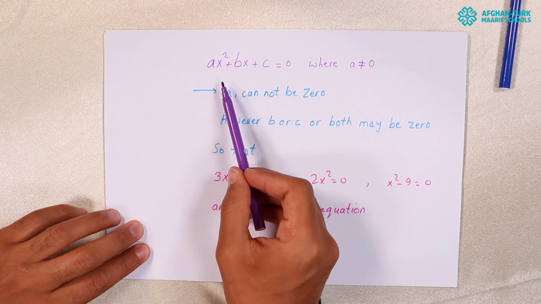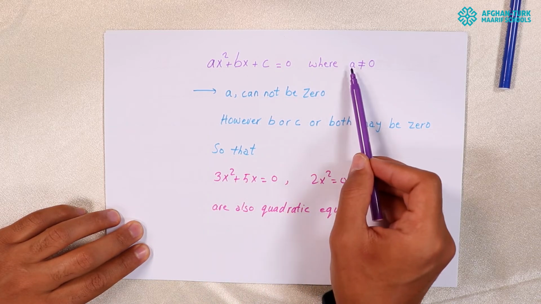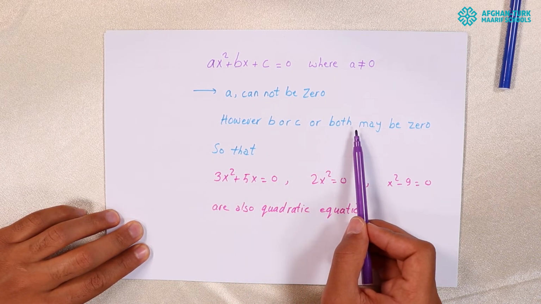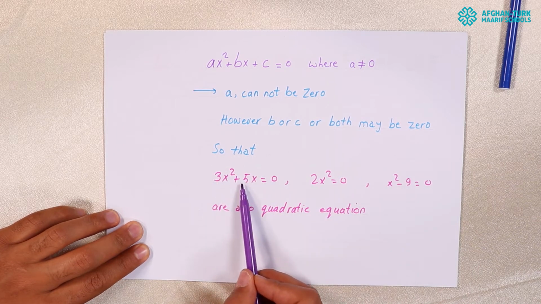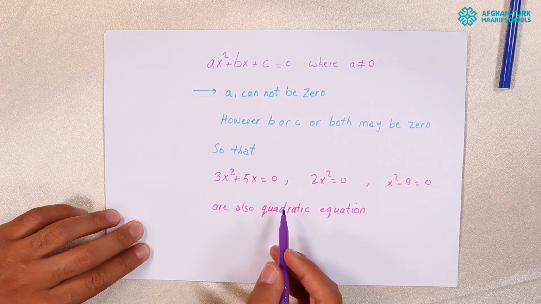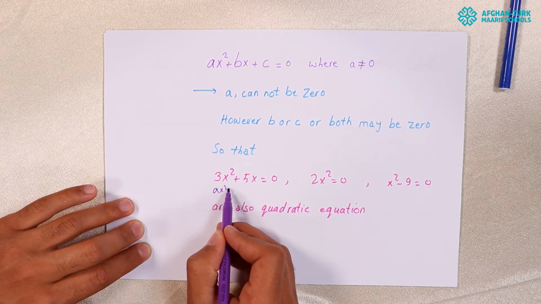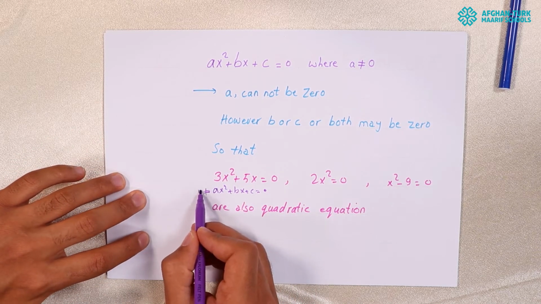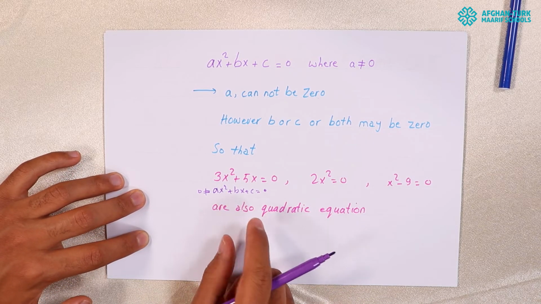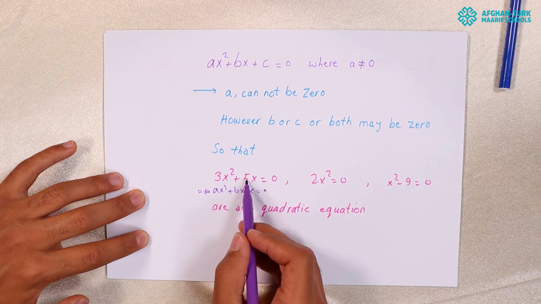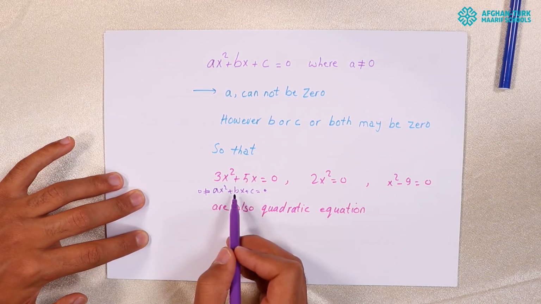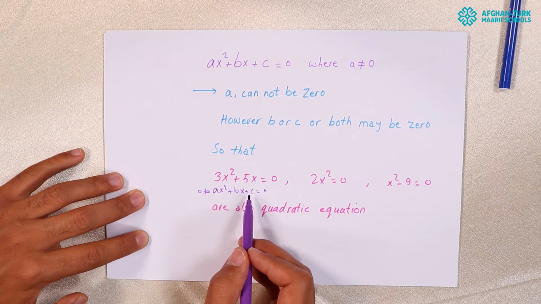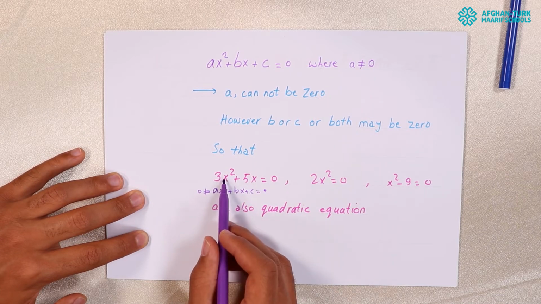This is the general form of a quadratic equation where a doesn't equal 0. However, b or c or maybe both of them can be 0, so 3x squared plus 5x is equal to 0 is also an example of a quadratic equation. Why? Because look, ax squared plus bx plus c. A does not equal 0, but b or c, sometimes one of them, sometimes both of them can be 0. Look, in this equation, what is 0? C is 0 because we have bx. Look, 5x, our b is equal to 5, but we don't have any c. Here c is 0, but this is also a quadratic equation.